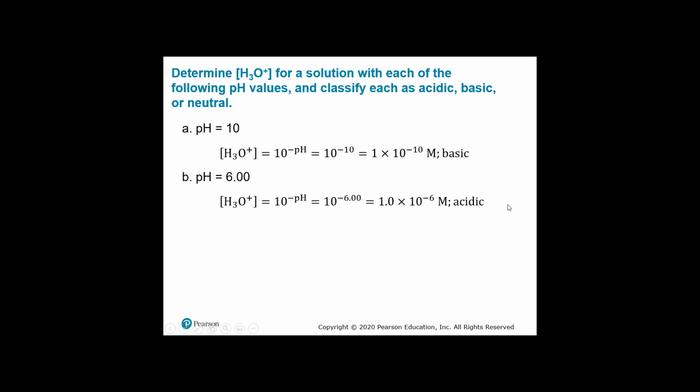This is acidic because it's lower than 7, but we still need the hydronium concentration. And here we plug this into the inverse log of the negative pH. And here is the value.